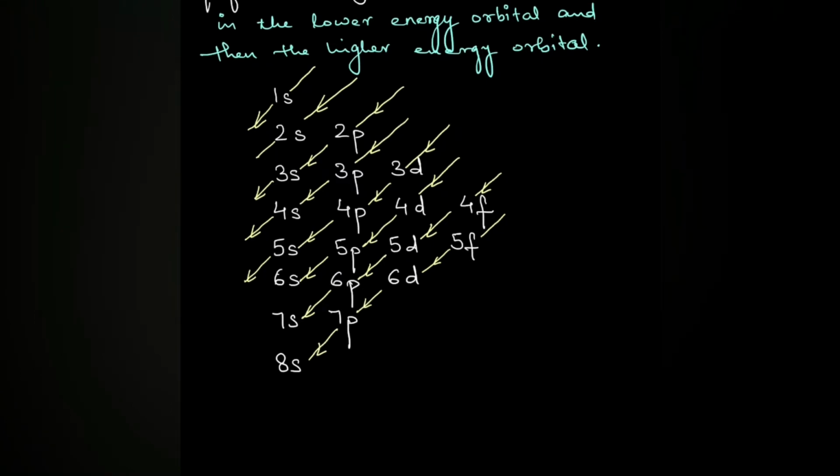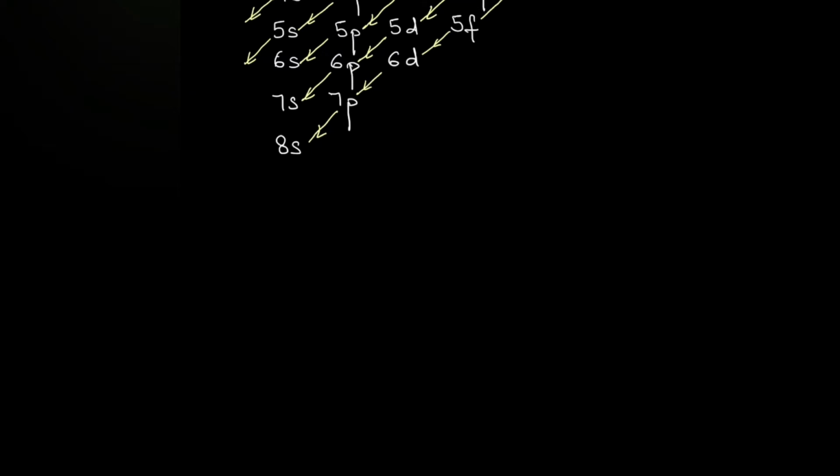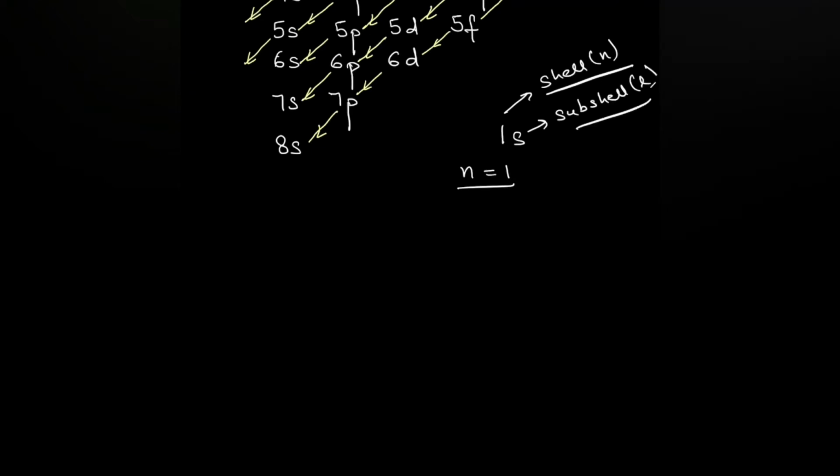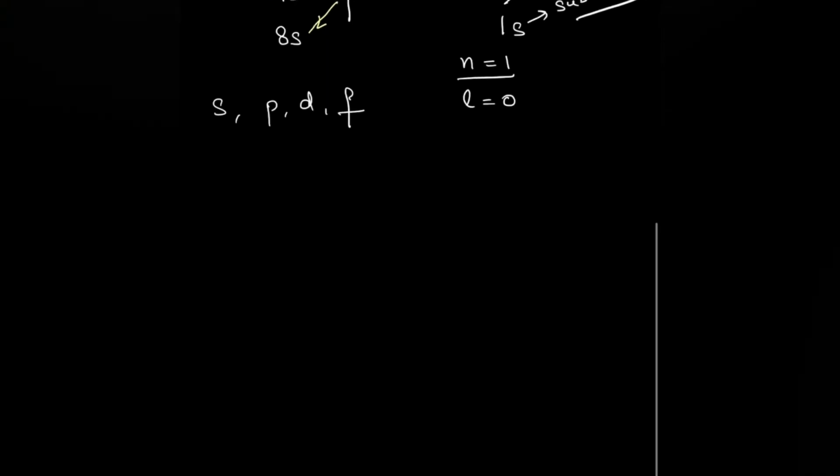There is a basic rule behind why 1s has to be considered first. Now let me represent one thing. If 1s is written in this way, 1 shows the number of shell, which is represented by n, and s shows the subshell, which is represented by l. So n is 1 and l is 0. Now we have 4 subshells, that is s, p, d, and f. Now for representing s, the value of l is 0, for p it is 1, for d it is 2, and for f it is 3.